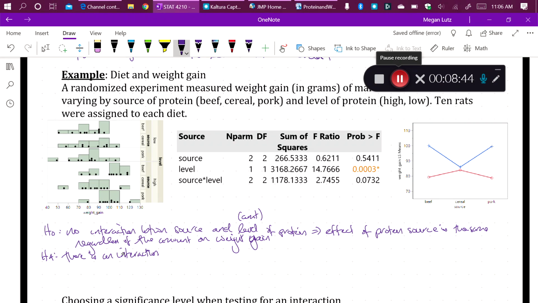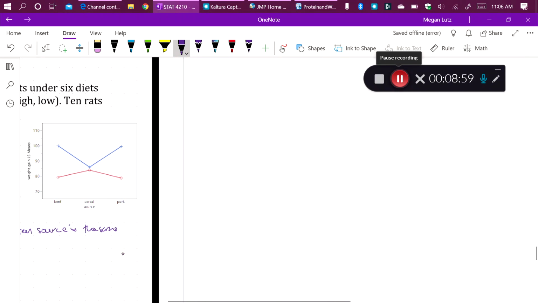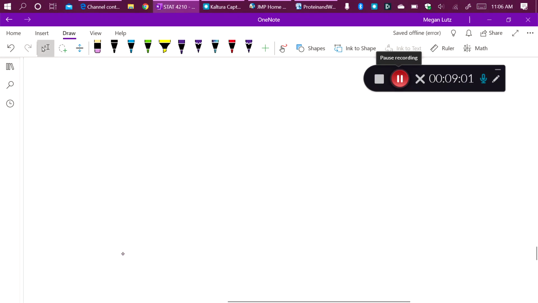In order to conduct this test, we have to check some conditions, and we haven't introduced the conditions for two-way ANOVA yet. The conditions for two-way ANOVA are exactly the same as for one-way ANOVA. So I'm going to scroll over, I apologize for that, and write them over here. So our conditions for two-way ANOVA, they should be familiar.